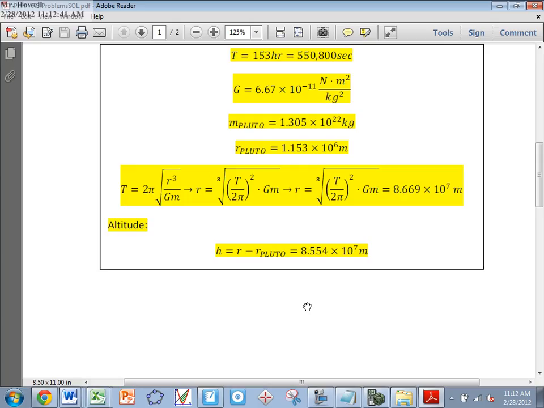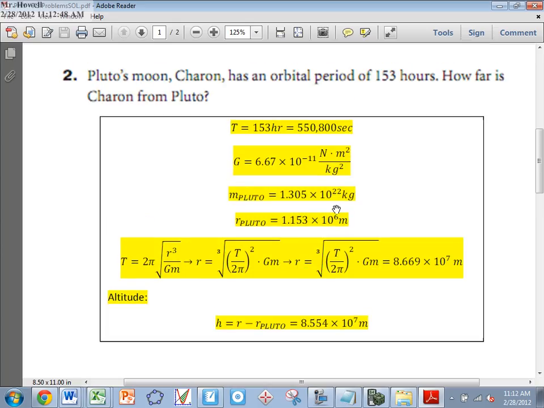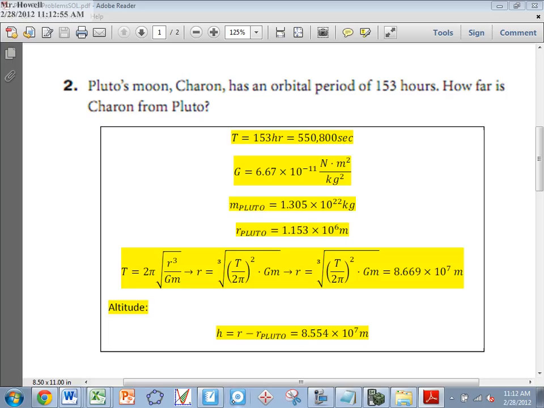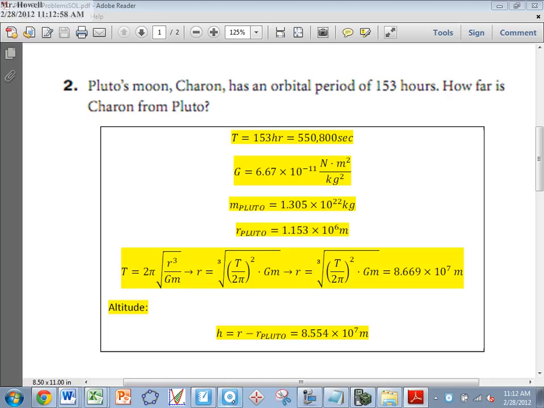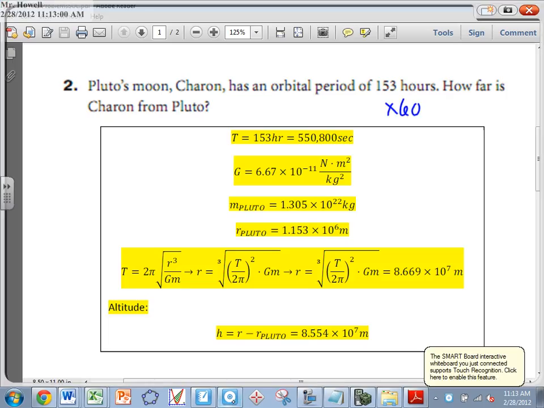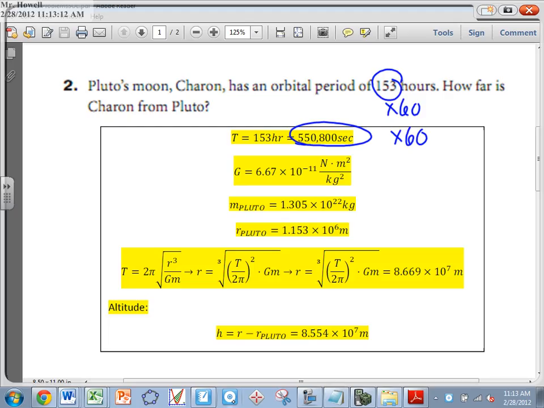G is the same. It's the same no matter what. The mass changes. The period length changes. Now notice, it was 153 hours. So whenever you're given hours, you multiply by 60 first to get it to minutes. But we want it in seconds, so we multiply by another 60. So really we have to take this number to go from hours to seconds and multiply by 3,600. And this is what you get in seconds. So that's the time period in seconds. That's going to go in for a T right there.